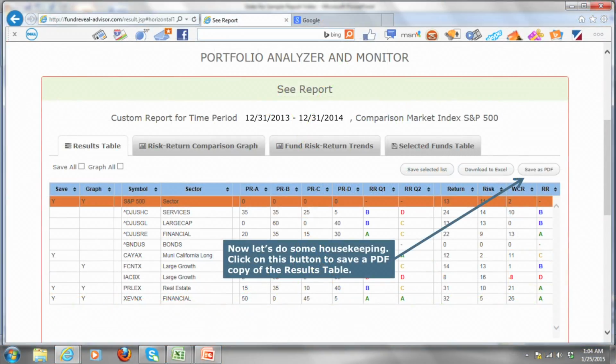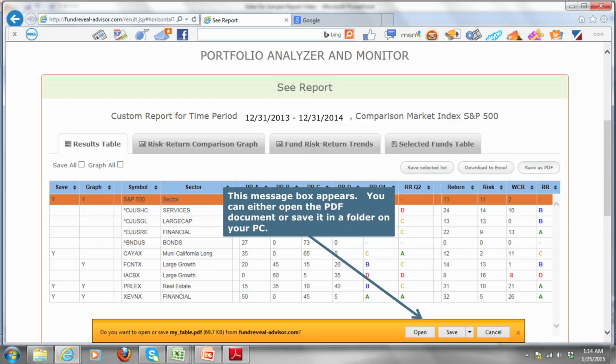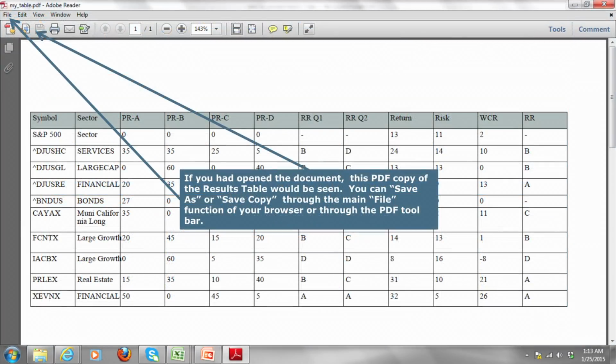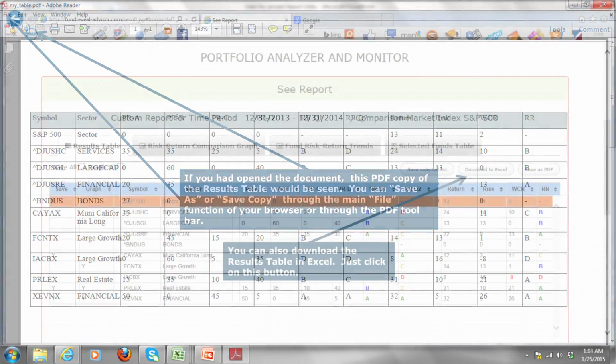Now, let's do some housekeeping. Click on this button to save a PDF copy of the results table. This message box appears. You can either open the PDF document or save it in a folder on your PC. If you had opened the document, this PDF copy of the results table would be seen. You can save as or save copy through the main file function of your browser or through the PDF toolbar.